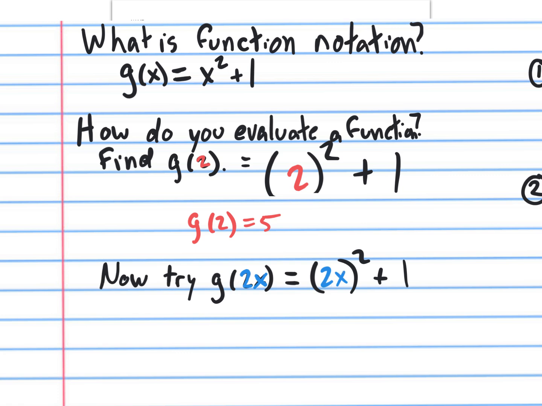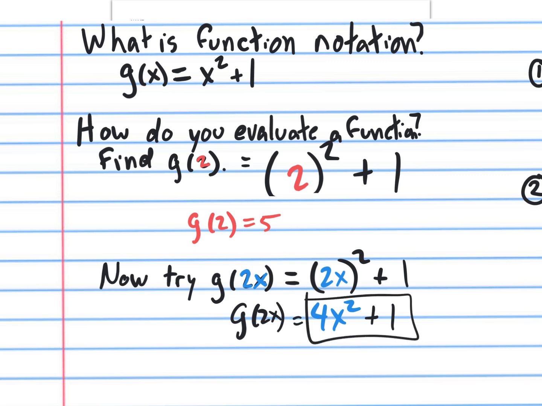How do I do the math? It says 2x squared. That's just saying 2x times 2x. What is 2x times 2x? 4x squared. And then you bring down the plus 1. And you can't combine those. So that's it. That's your answer. So g of 2x is equal to that 4x squared plus 1. Pretty easy, right? Could it get more fun?